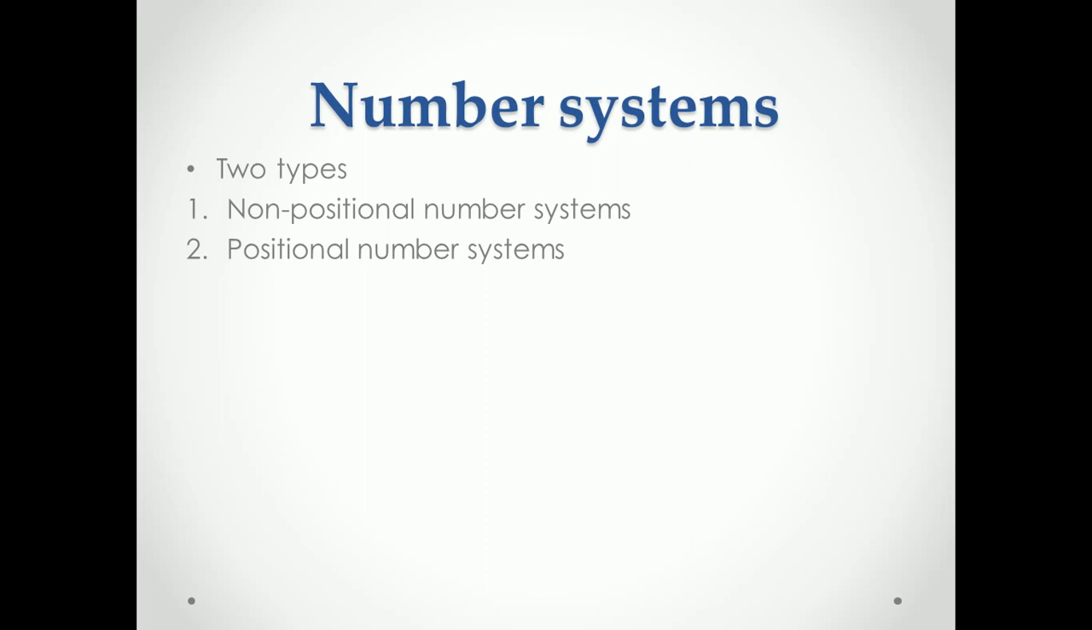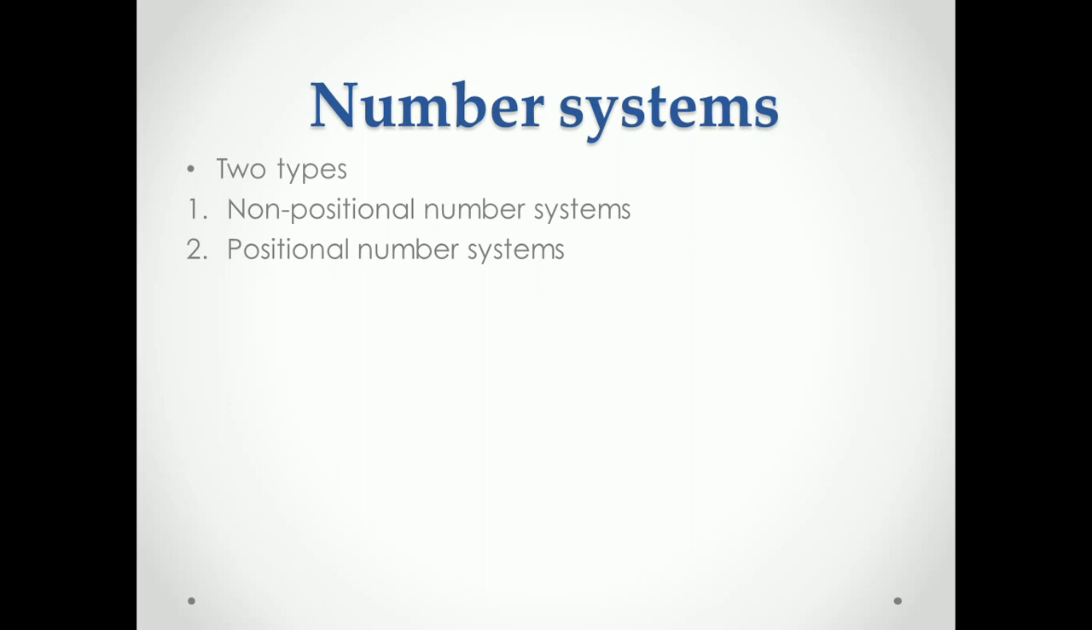1 to 9 are single digit numbers, and 0 is also included. So there are 10 numbers in our number system which we use in our day-to-day life. So this is a 10-digit number system which we use in our day-to-day life.